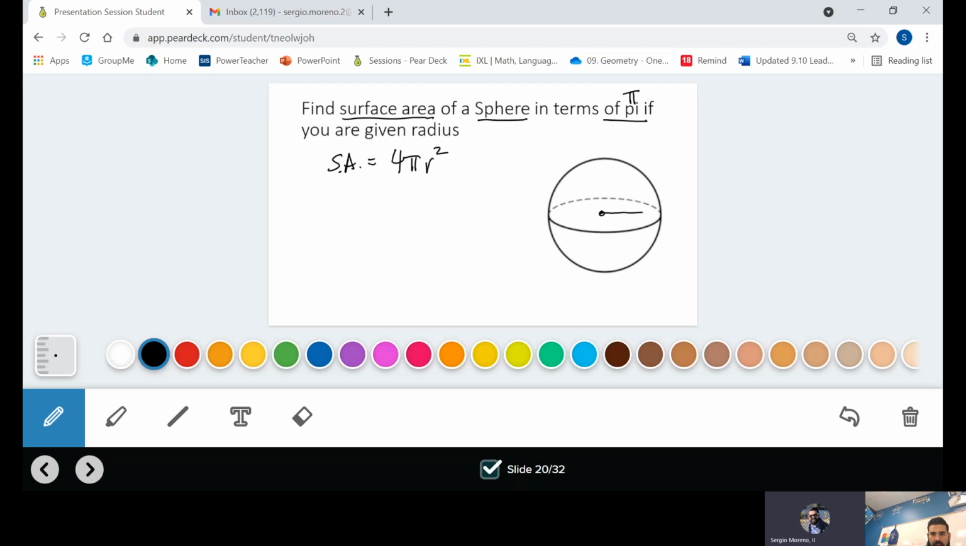Well, let's go ahead and make up a radius here. So if we have a radius of 8, for example, we would just go ahead and substitute it in here. So this is a radius. So subbing in for our radius, let's say 4 times pi times 8 squared. Well, 8 squared is 64. And then 4 times 64.